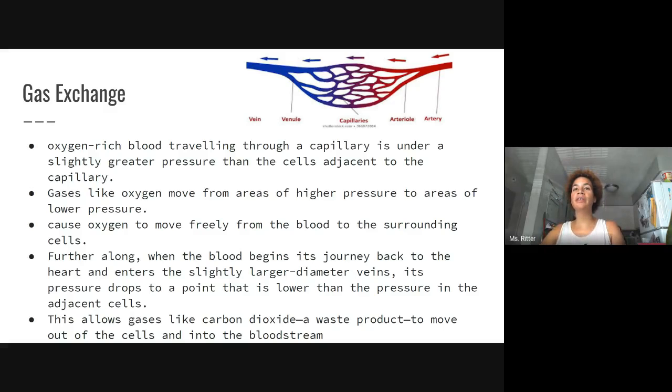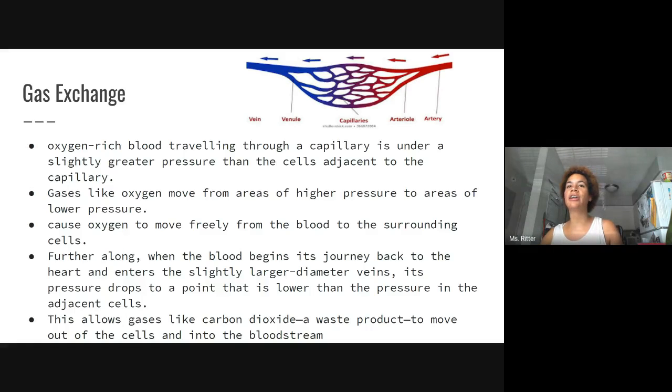Okay, so in gas exchange, oxygen-rich blood in this case, now this is just an example. It can be deoxygenated blood too, so don't fret, everything's fine. I will talk about the latter in a second. Okay, so in this example, we have oxygen-rich blood traveling through a capillary. You can see that in this picture up here, right? So we have oxygenated, that is signified by the red. It is traveling through this capillary, and the capillary is under a slightly greater pressure, okay?